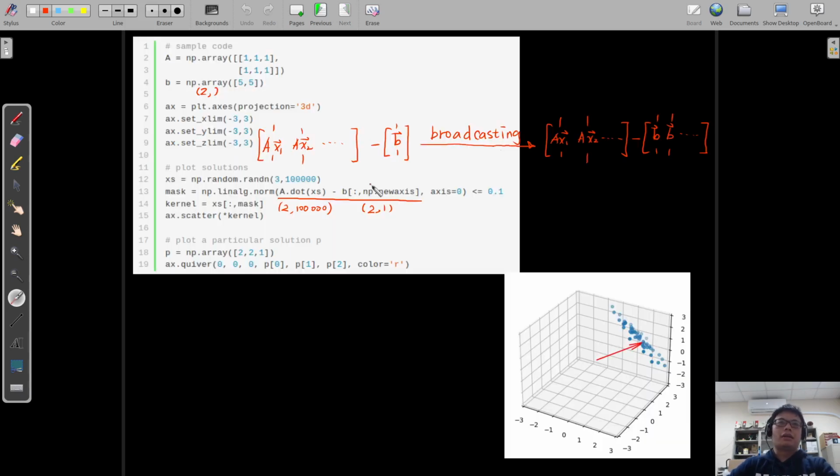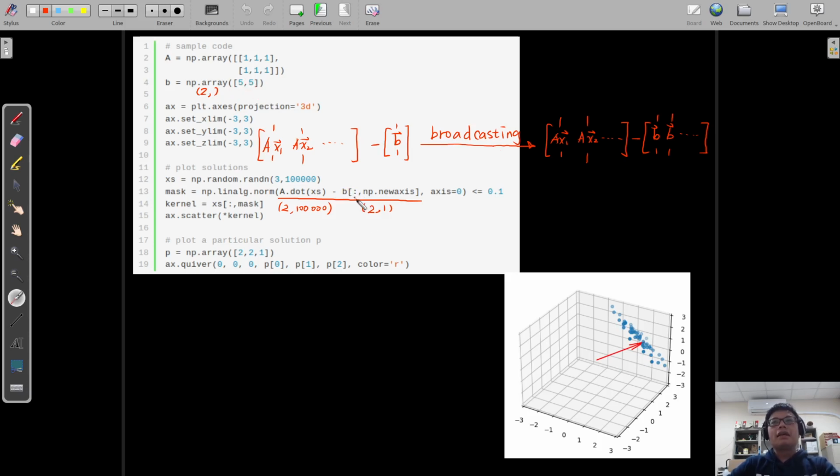Now let's look at the code. The code is pretty much the same as the previous one because now we know how to plot the solution. We know how to plot the kernel. So we plot that in 3 dimensions, but what is a little different is how we plot the solution of Ax = b. You will see this line is very similar to the previous video. You have a lot of points, A times x. Now what is this one? Well, b is just the 2 vector, right?